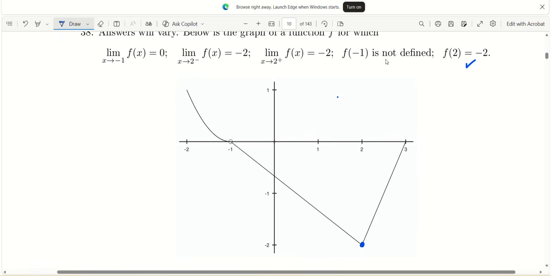Okay. F of -1 is not defined. I can't really draw that point yet. So we got that one knocked out. Now, let's see here. As I approach 2 from the left, so I'm coming this way towards this point, what does the y value have to get really close to? To -2. So it could be a straight line like this. Doesn't have to be. Does this do the same thing as I get really close to -2?